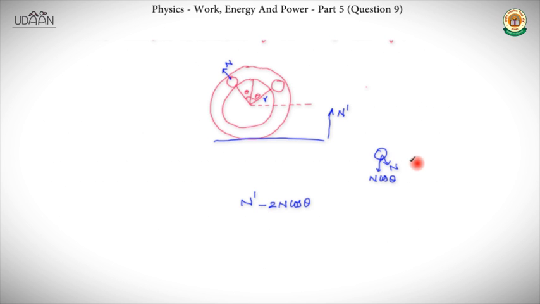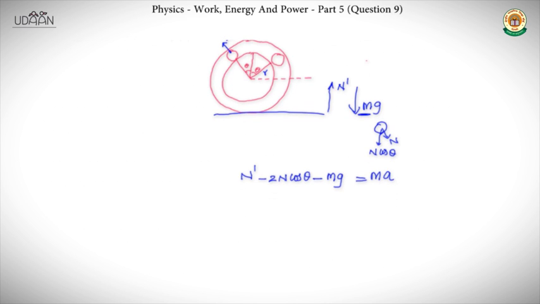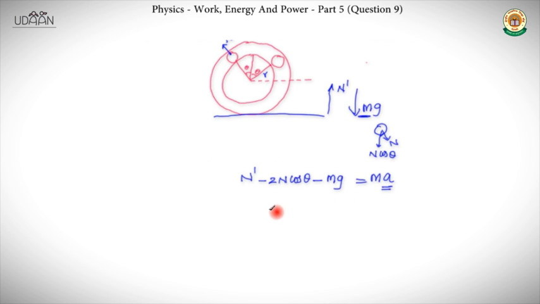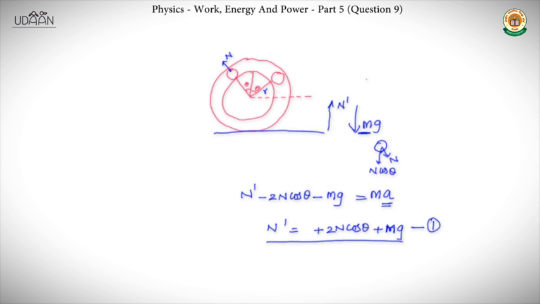Okay. So Mg will be acting in the downward direction. Note this is capital M. Downward, this is minus Mg equal to Ma. As the pipe is fixed and not moving, a will be equal to 0, so we get N dash is equal to 2N cos theta plus Mg. This is the equation for the entire system. Let us name this equation 1.